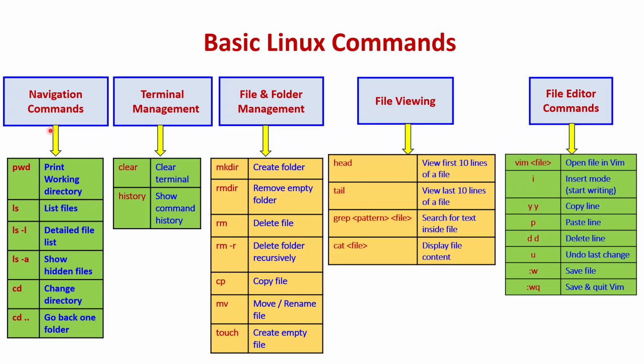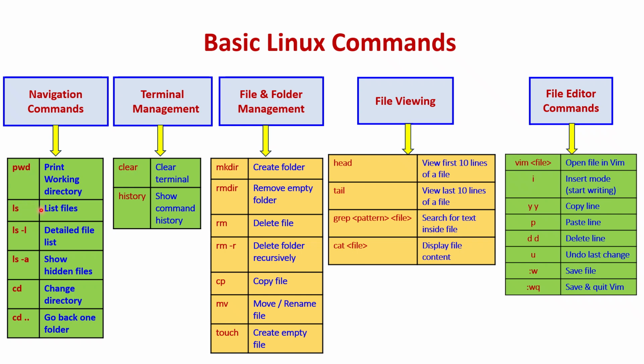Now we are going to see 5 different types of Linux commands. The first is navigation commands, then terminal management, file and folder management, file viewing, and file editor commands. In the navigation commands, we have 6 different commands. The first one we are going to see is pwd, that is present working directory. This command gives us the full path of the current working directory.